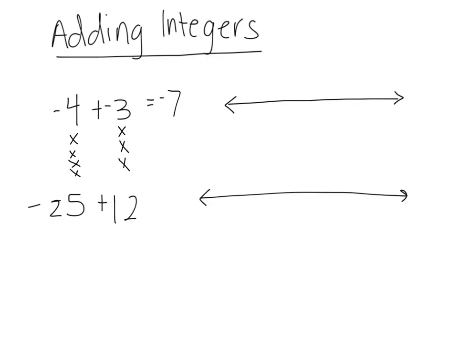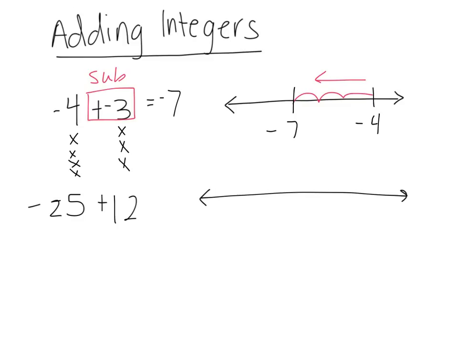To do this on a number line, you are starting over here at -4. You want to add 3 negatives. This sign right here, this is pretty much the same as subtracting, and subtracting always goes over to the left. So what we're going to do is go to the left 3. So 1, 2, 3. And that lands us here on -7.